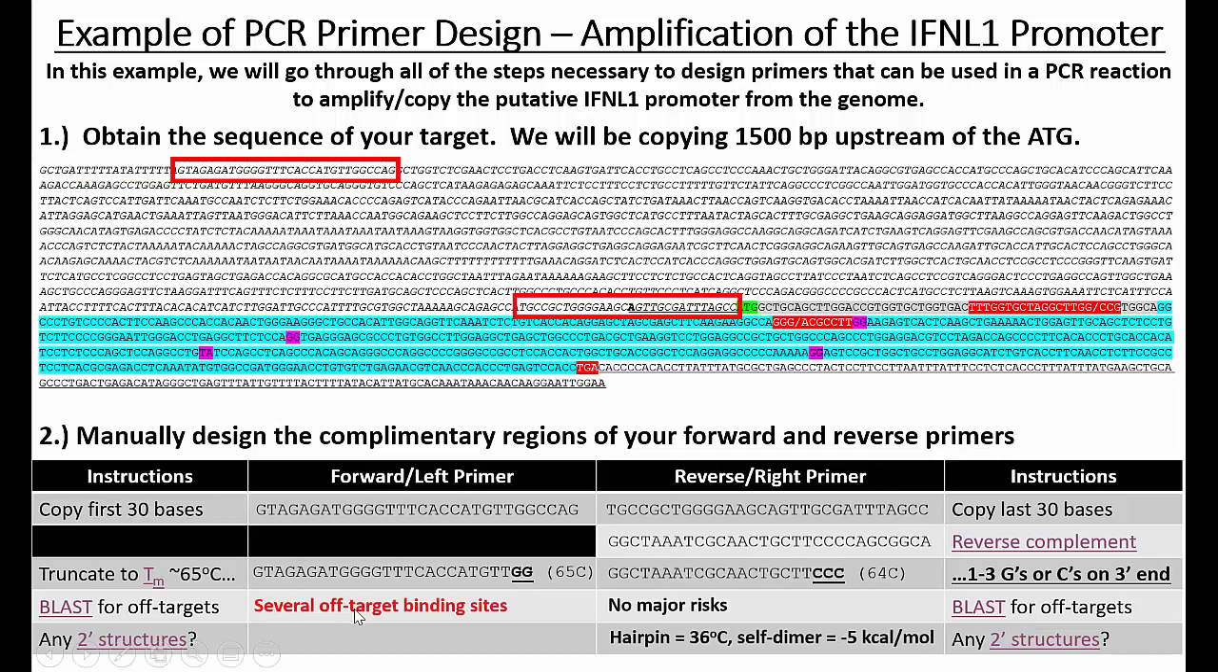And since that forward primer had so many off-target binding sites, I'd have to move it again. So in this case, I could do either one. I could move this primer upstream or downstream. In this case, I'm going to move it downstream because honestly, 1500 bases is probably overkill when I'm trying to study a promoter. Most are closer to, let's say, 1000 bases. So I would choose to move this to the right here, downstream.